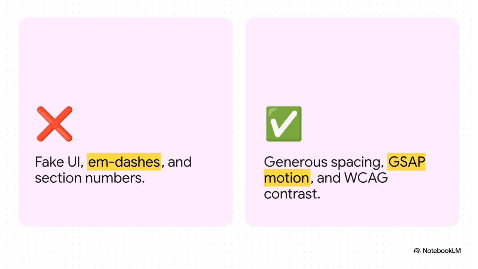So the dials set the mood, right? But TasteSkill is also an aggressive enforcer. Honestly, think of it like a ruthless bouncer at an exclusive design club. It looks at the AI's default tendencies on the left, the fake screenshots, the section number eyebrows, and strictly bans them at the door. Instead, it demands the premium traits on the right. We're talking generous spacing, isolated GSAP client components, mathematically checked WCAG button contrast. It doesn't just politely suggest these things, it enforces them as an absolute prerequisite for any code it outputs.